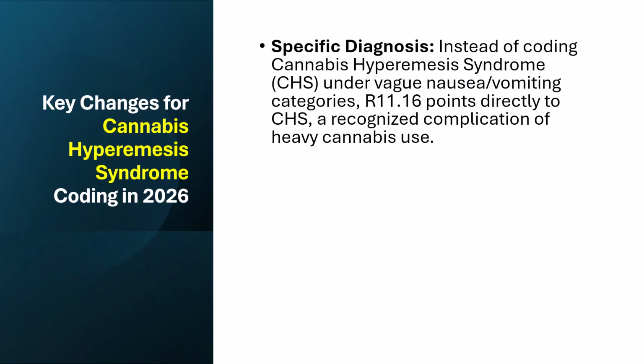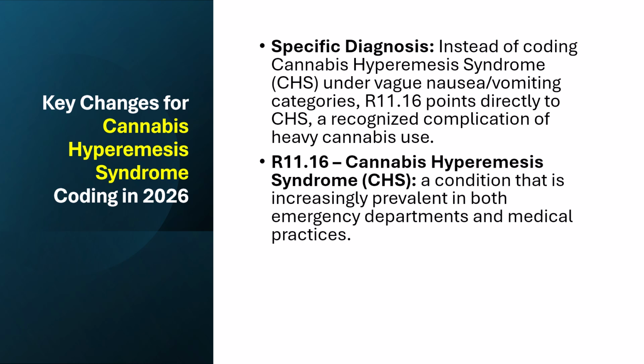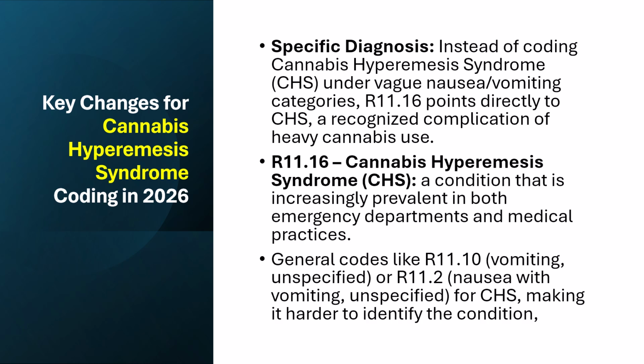Until now, healthcare providers had to code cannabis hyperemesis syndrome under vague nausea or vomiting categories, making it harder to track, research, and reimburse appropriately. Providers will now need to clearly document cannabis hyperemesis syndrome in the medical record and select it as the diagnosis code when appropriate. Accurate clinical documentation will map directly to R1116 instead of the nonspecific nausea or vomiting codes.